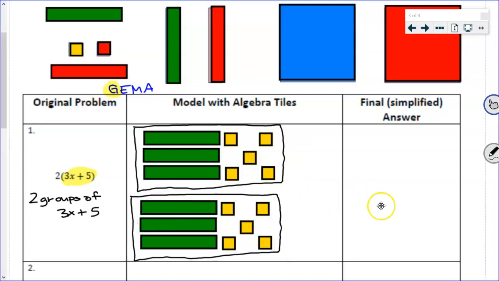You guys don't have that advantage, so I'm going to pause the video and give you guys that extra time that you need to model it with your algebra tiles and then to copy it down onto your paper. I'm going to pause the recording now.